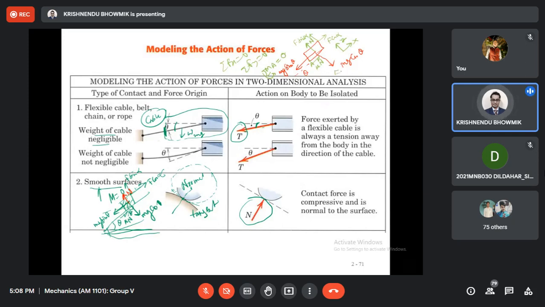You have to write here FBD of the block. And then whatever known unknown force you are having, given some data, you have to solve this. So this is the scenario we will use. First of all, we will draw the free body diagram properly.